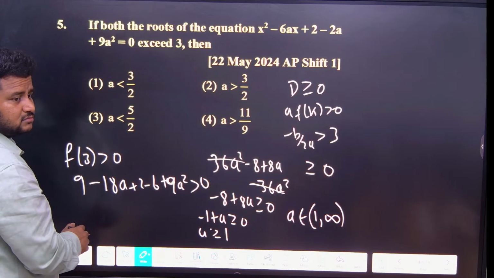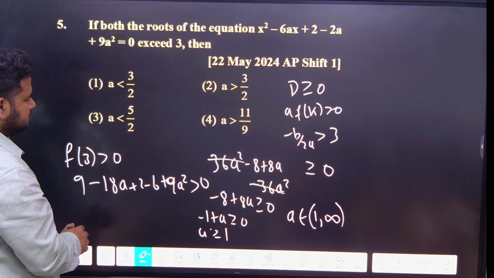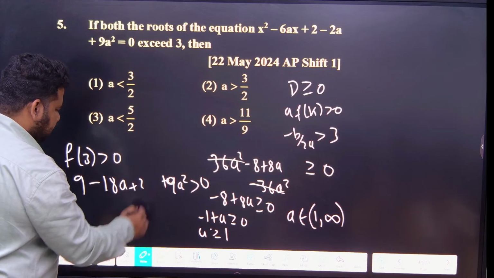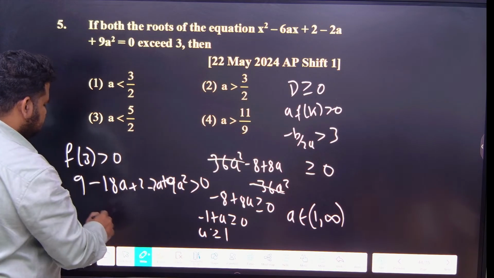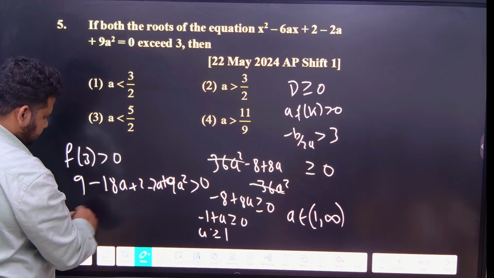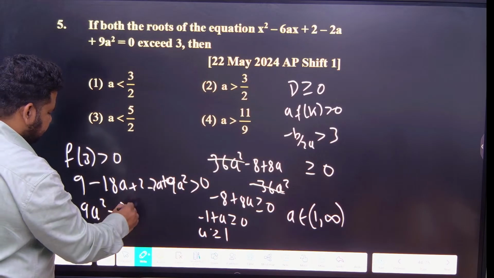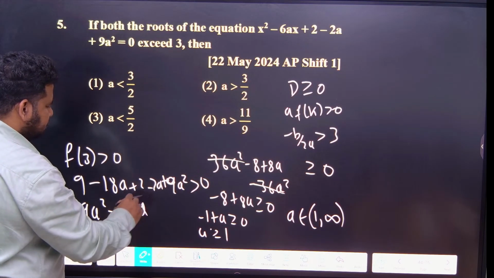Minus 2a, yeah, here also it should be 2a. No need to take this one, minus 2a. Now this will become what? 9a square minus 18a minus 2a is what? Minus 20a. What about this?